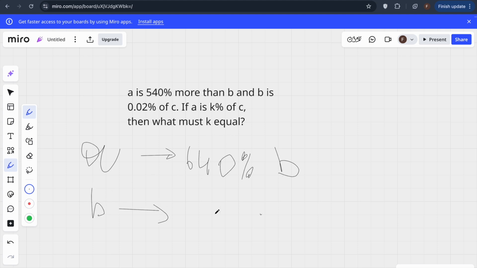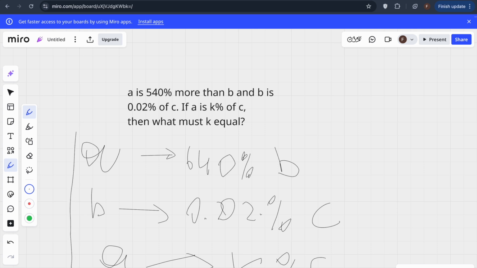And we know that then B is equal to 0.02 percentage of C, and we know that A must be equal to K percentage of C. So we have all those statements, and let's just plug all of them into Desmos.